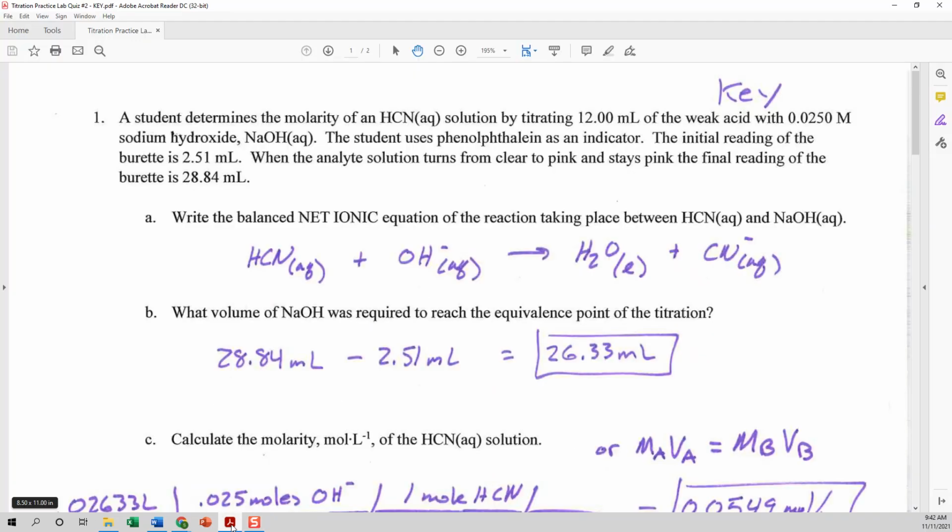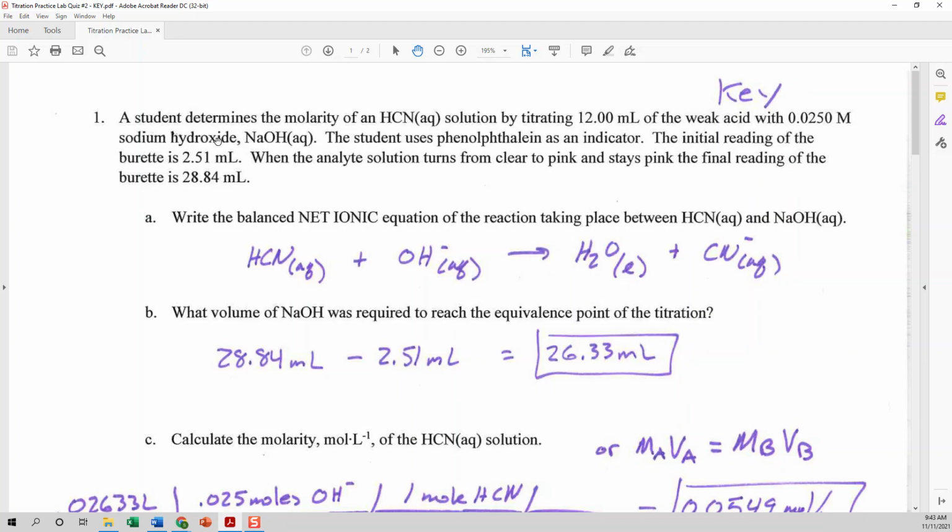All right. So let's look at this first question. We have a hydrocyanic acid solution, and in case you didn't know, this is a weak acid, and it tells you right there that it's a weak acid. But you should know that HCN is weak because it's not one of the 7 strong acids that you memorized. And we're told we have a 12 milliliter solution of hydrocyanic acid, and we are titrating it with 0.025 molar sodium hydroxide.